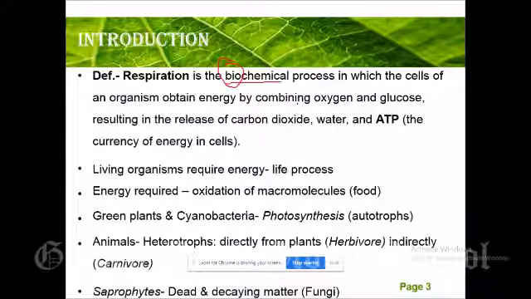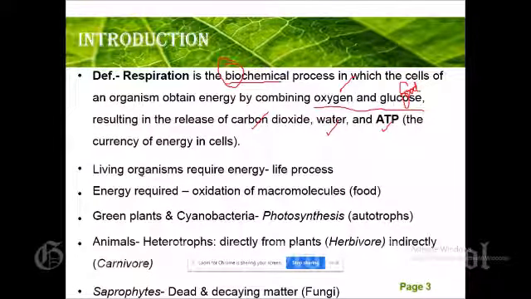In this, the oxygen and the glucose combine to release carbon dioxide. The second product is water, and the third is ATP, our energy molecule. So when glucose, which is a food form, is oxidized, and glucose is always oxidized in the presence of oxygen, what will be the products formed? CO2, carbon dioxide, water, H2O, and ATP, that is the energy currency.